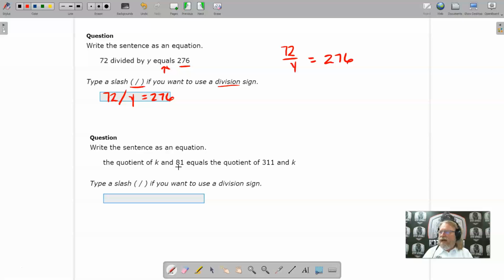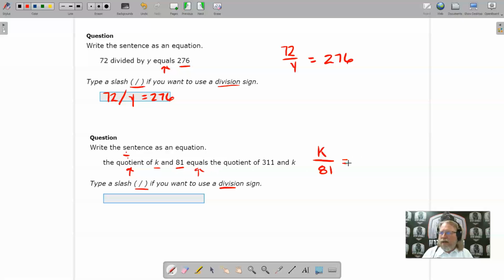The quotient of k and 81. Now this is a tricky one because a lot of people forget what quotient means. Quotient means to divide. And we know that if we're going to divide, we're going to use that fraction bar, right? So the quotient of, and in this case, k comes first, so it's our numerator. So we'll put it at the top. Numerators go at the top, denominators go at the bottom. And 81 is our denominator.